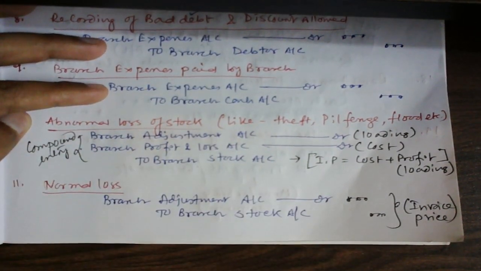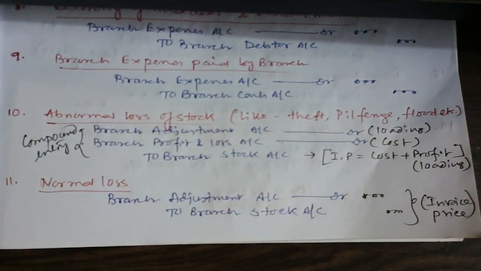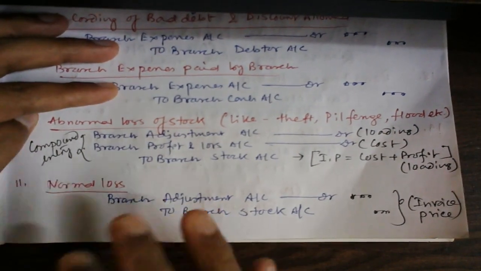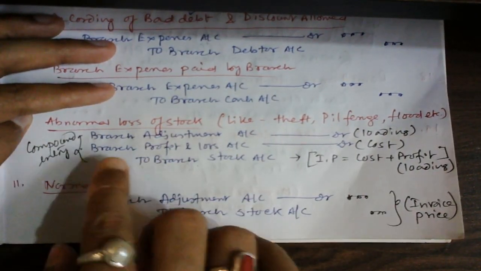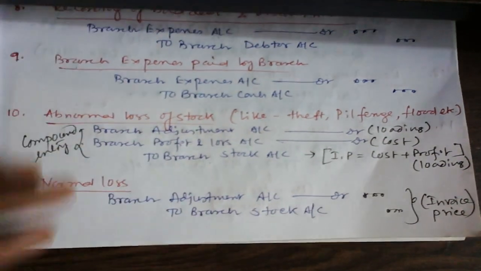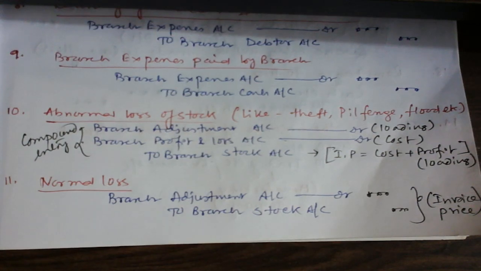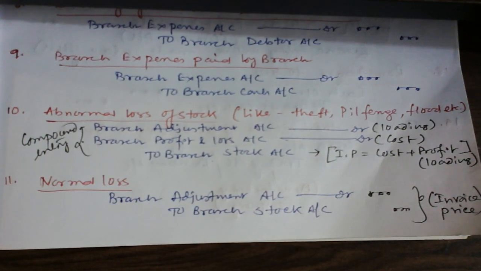But in the given case, we also have a loss related to the branch stock. The loss should be directly adjusted against the branch P&L, regarding the cost part only. Only the cost part should be debited. So the branch profit and loss account is debited with the cost part, and the branch adjustment account is debited with the loading part. So for abnormal loss of stock like theft, pilferage, flood, etc.: branch adjustment account debit, branch P&L account debit, to branch stock, that is IP, which is cost plus profit, that is the loading.